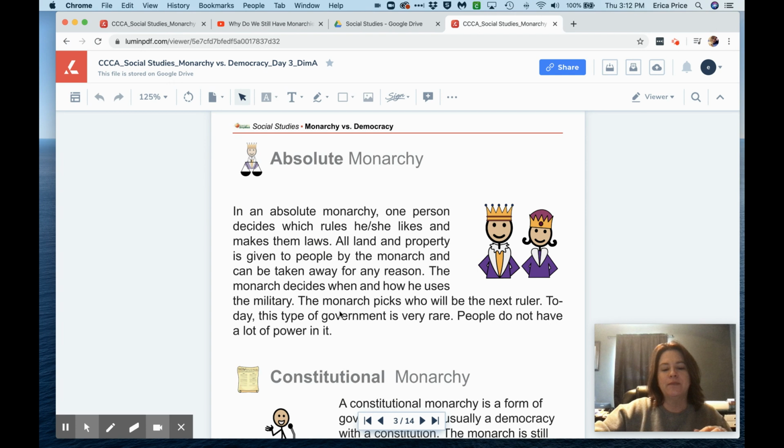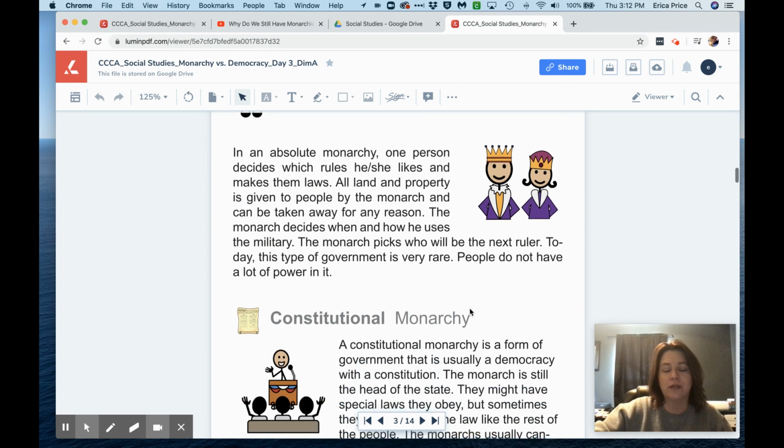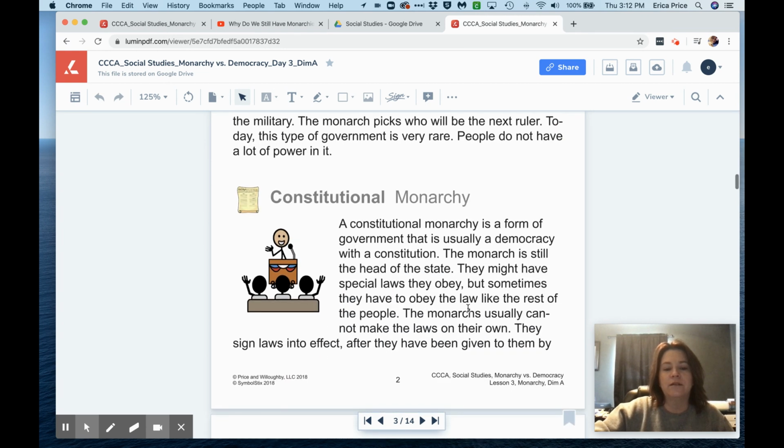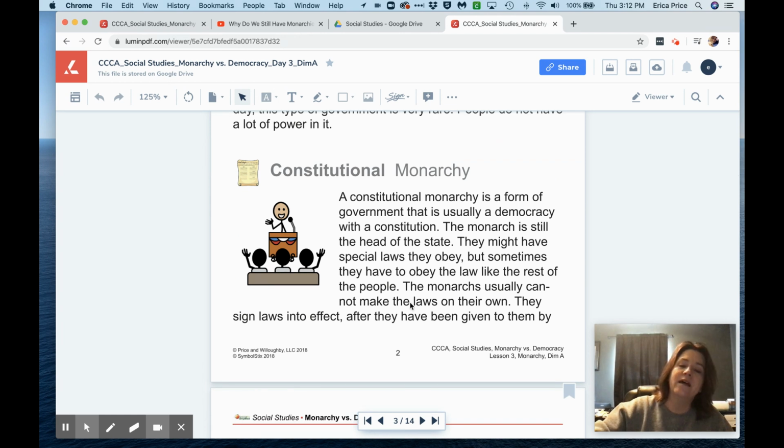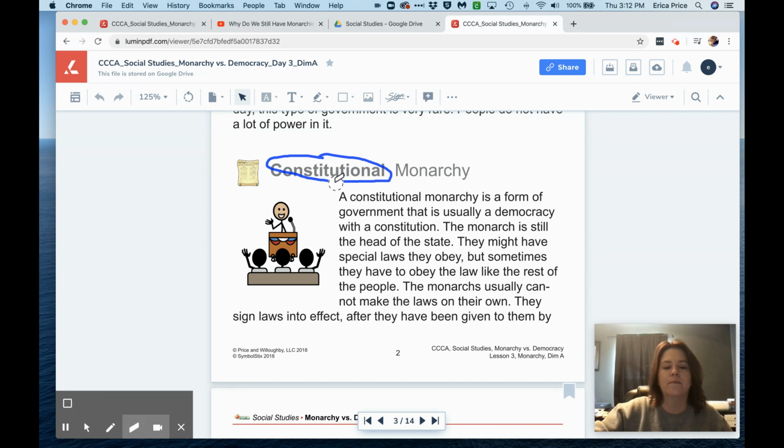So in an absolute monarchy, we don't have a lot of these. This government is really rare, and I'm sure that's because people have minimal power, if any. They don't have a lot of power in those absolute monarchies. So let's check out the other monarchy, which is called a constitutional monarchy. That's what we're getting ready to look at this time.